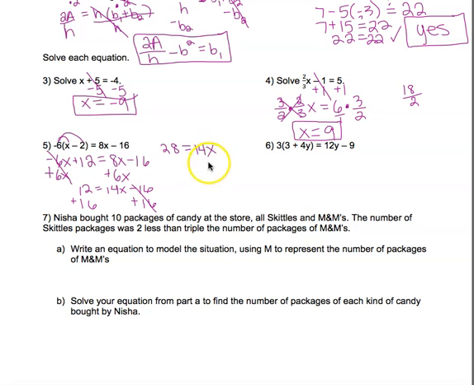And then step 4, get the variable alone. So right now I have x multiplied by 14. I need to undo that multiplication with division. 28 divided by 14 is 2, and my x is alone.